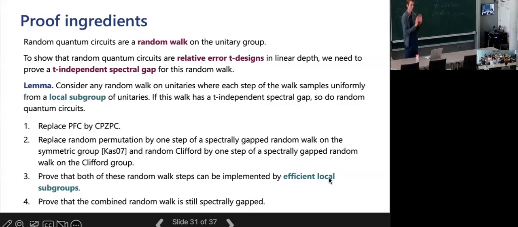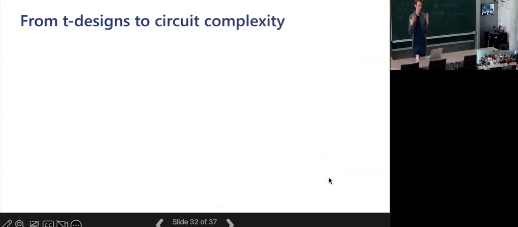Right, now maybe let me move on from this to circuit incompressibility, and then we can discuss more technical questions afterwards. So, okay, what have we achieved now? We've proven that a linear depth random quantum circuit is a T design. How is it related to circuit complexity?